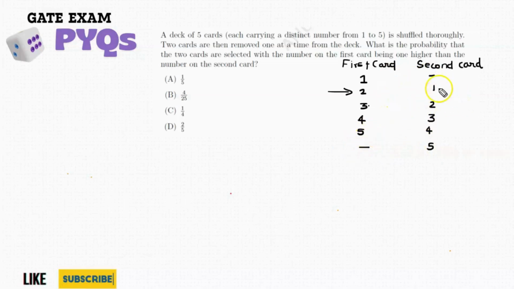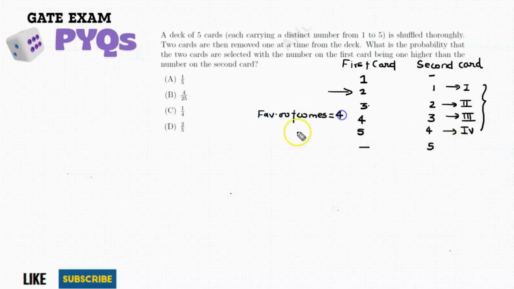So what are the possible cases? So this is our first case where the number on the first card is 1 greater than that of the second card. And so we have total 4 cases. Correct. So these are the favorable outcomes. So number of favorable outcomes from this we get as 4.